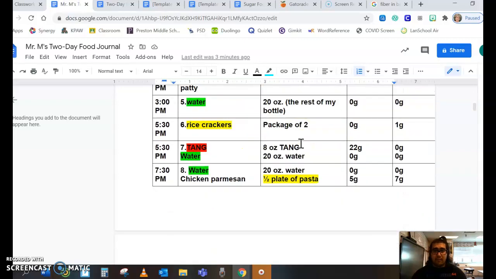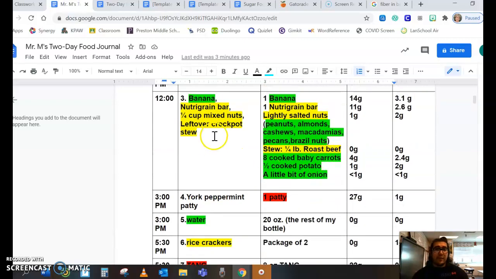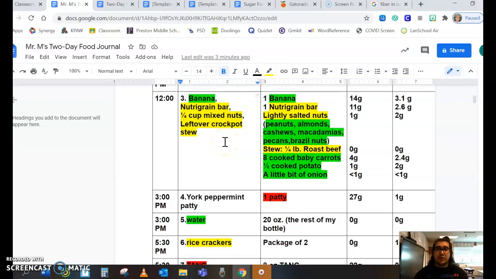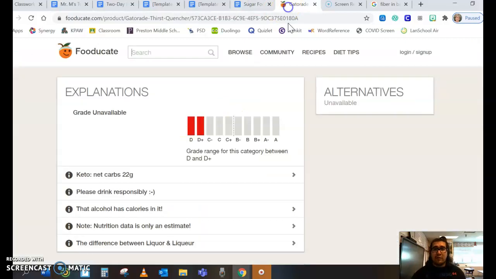Especially for like my stew. If I just said stew, well, I wouldn't know what was in stew. And Fooducate.com wouldn't tell me what kind of stew I've been eating. But as long as I have each of these individual items that I can look up, it gives me each of the individual sugar and fiber contents of each one. Because, again, Fooducate only knows so much, so you have to type in the individual things.